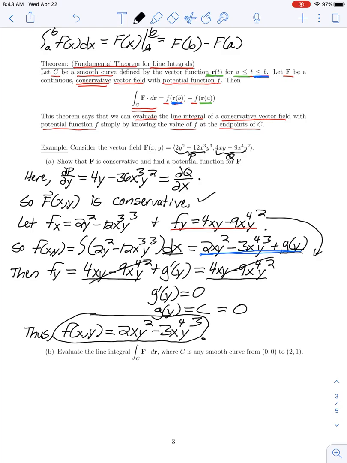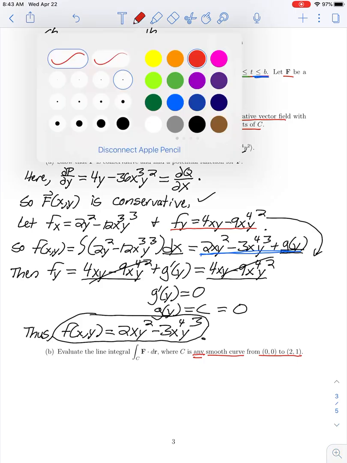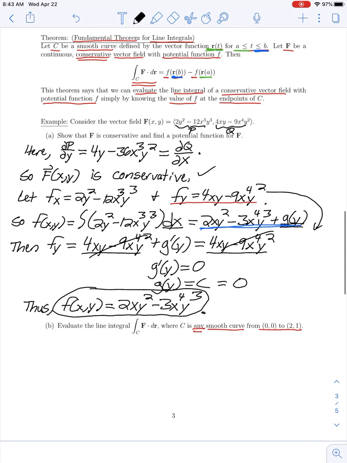Now in part B, we are asked to evaluate the line integral of this vector field over the curve C, where C is defined to be any smooth curve that passes from 0, 0 to 2, 1. So let's think about this. We know that from our work in part A that this vector field is conservative. So to integrate a line integral of a conservative vector field over some curve, we can make use of the fundamental theorem, this new result that we introduced.